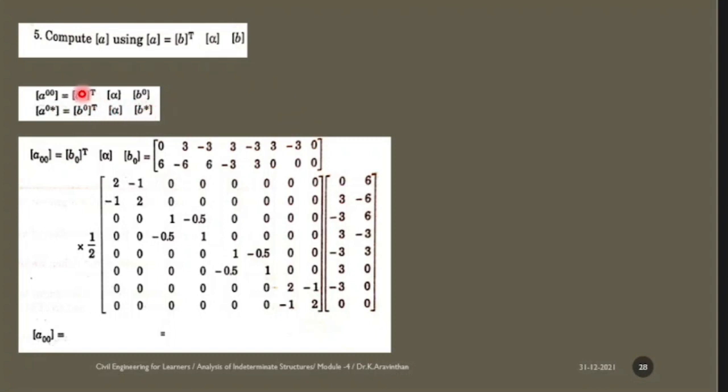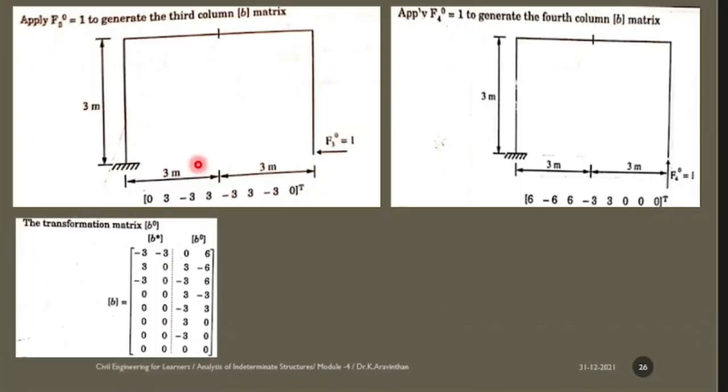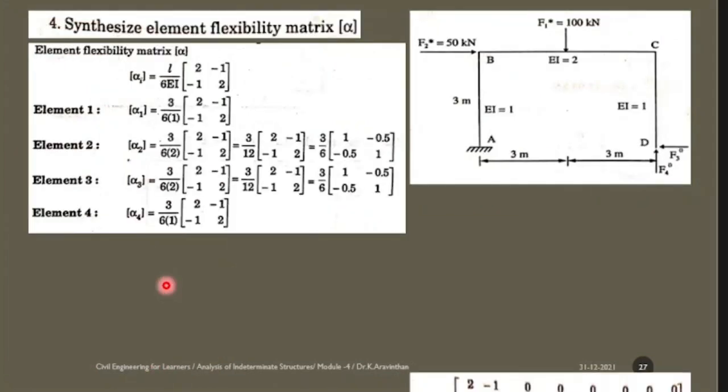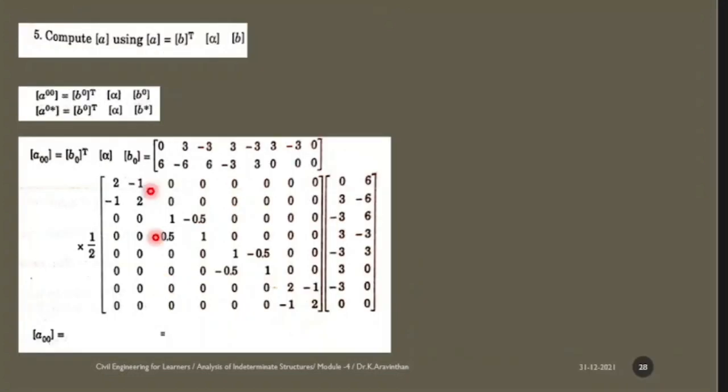Now you substitute B naught transpose. See, you have B naught. What is B naught? 0, plus 3, minus 3. These values, you should take only these two columns as B naught and this column as B star. Now you have to multiply B naught into the alpha matrix. So this is the alpha matrix, and if you multiply with this, you tell me the answer.